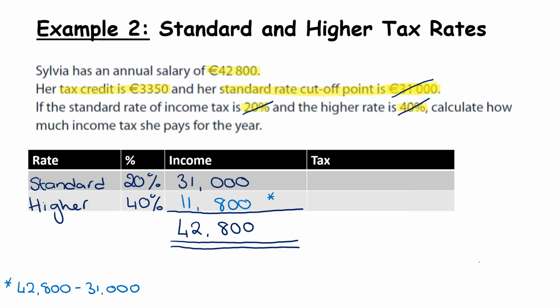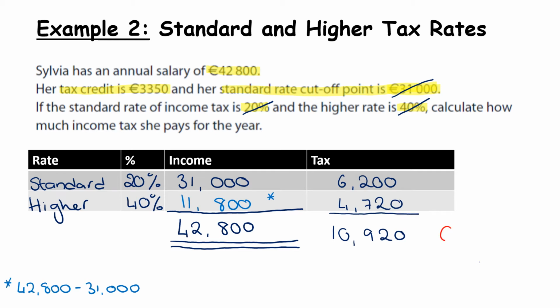So now the tax I'm going to work across. We do 20% of 31,000, which is 6,200. We do 40% of 11,800. That gives me 4,720. We add those together and we get 10,920.